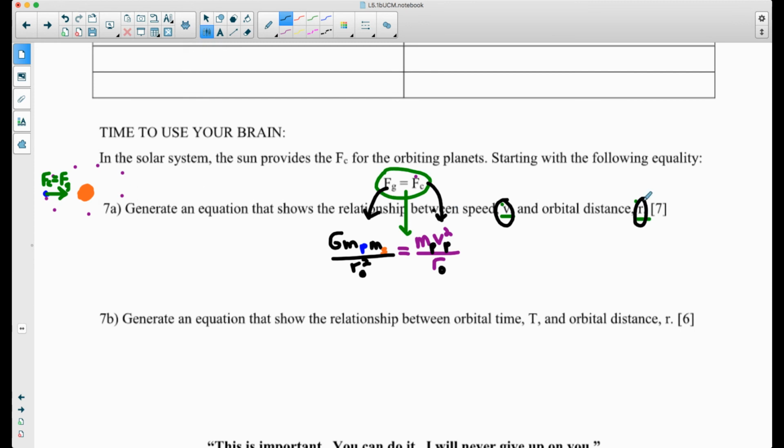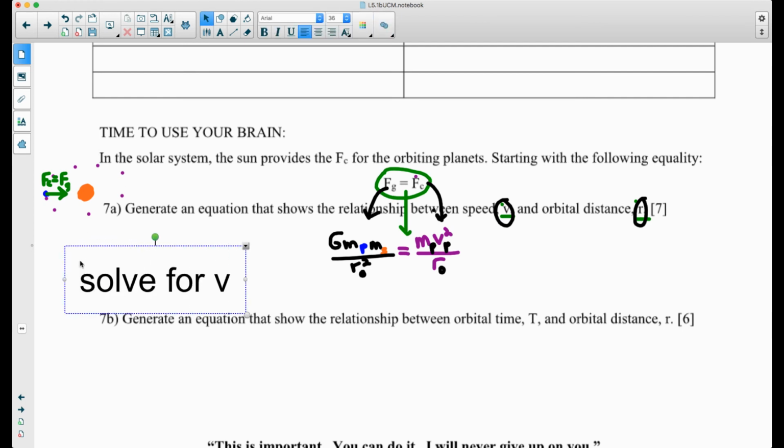Now at this point, it's your job. Here is the relationship between V and R, and so here's what I would like you to do. I would like you to solve this equation for V. Solve for V. Which of course means you're going to have something that says V equals, and you're going to have a whole bunch of stuff over here.